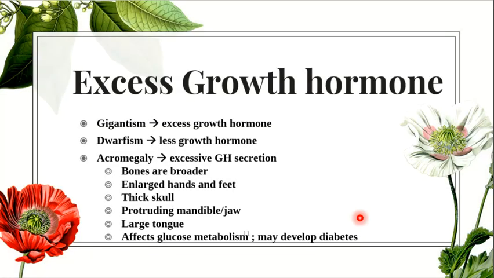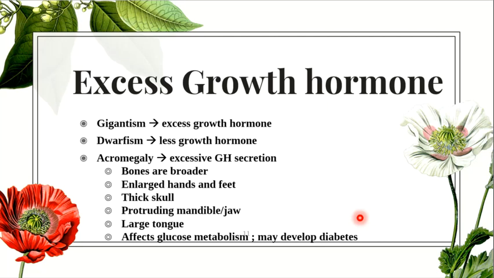Now what happens when there is an excessive growth hormone? If it happens in childhood, it leads to a condition called gigantism. If there is less growth hormone, the condition is called dwarfism. And in adulthood, when there is a lot of growth hormone secretion, that is called acromegaly.